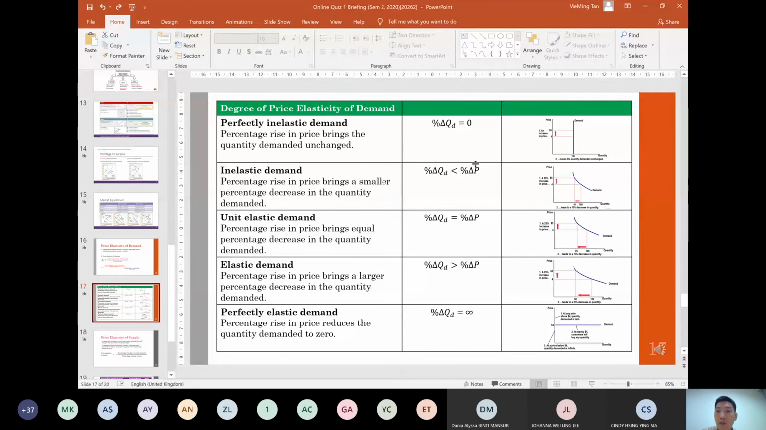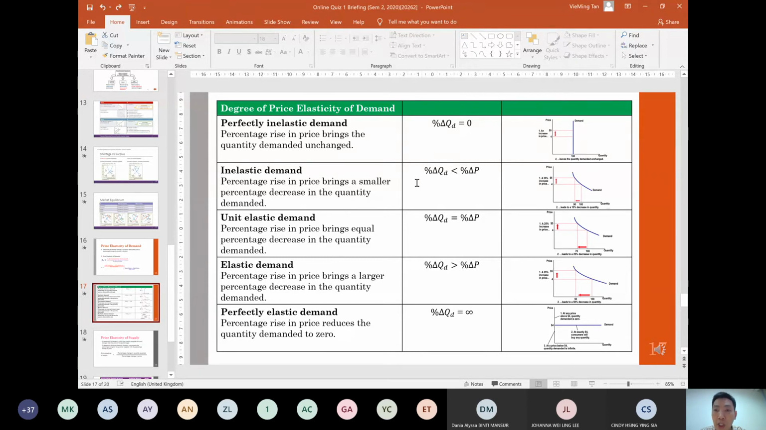Okay, so if the percentage change of quantity demanded is equal to 0 exactly, then you can conclude the product has perfectly inelastic demand. So that means it's totally not sensitive to the price change. Okay, so I just simply go through. We have about 15 minutes.